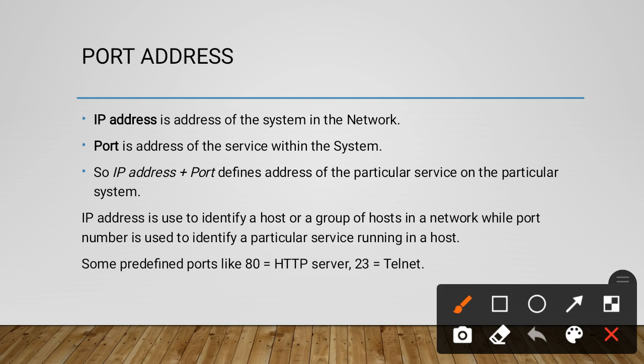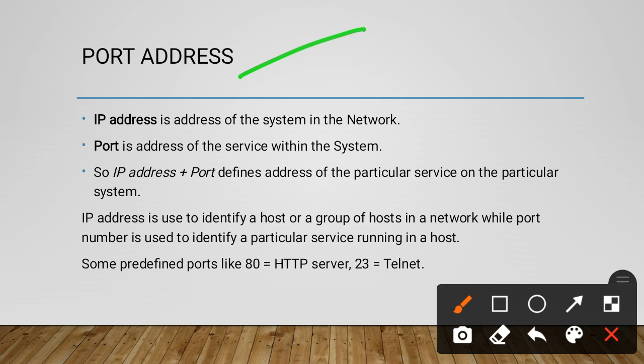So the IP address is the address of the system in the network. The port is the address of the service within the system. So IP address plus port address define the particular service of the particular system. The IP address is used to identify the host or the group of hosts in the network, while the port number is used to identify the particular services running in the host. The port address is mostly used to identify which type of services we are using in the system.